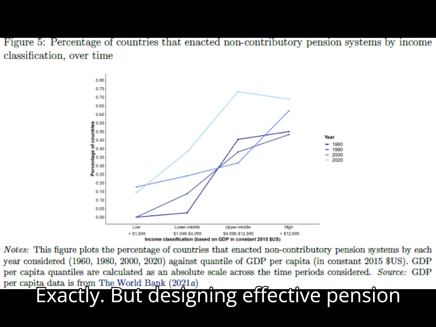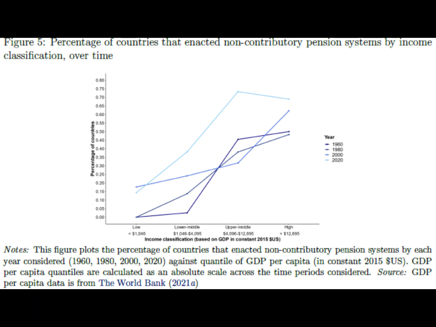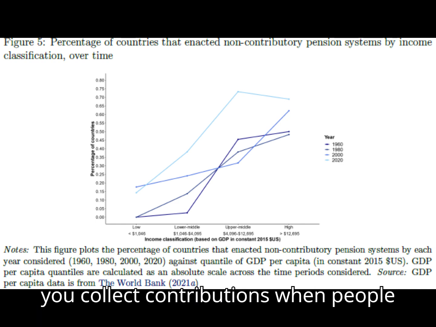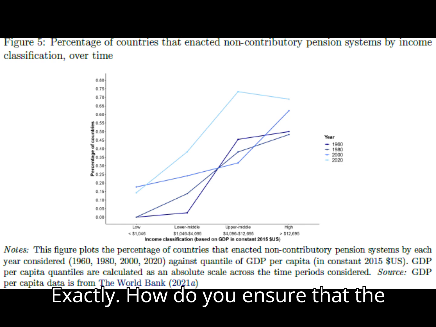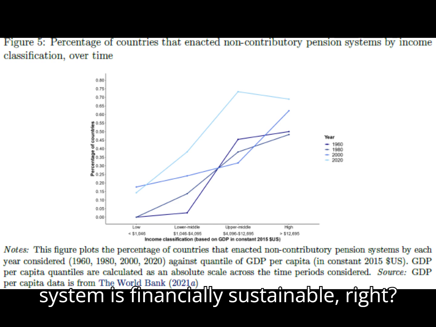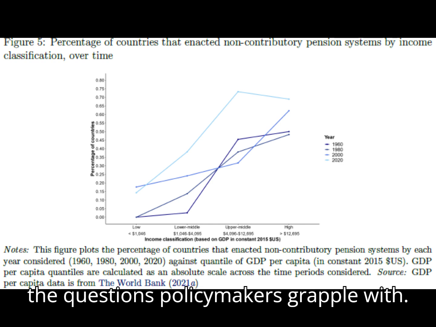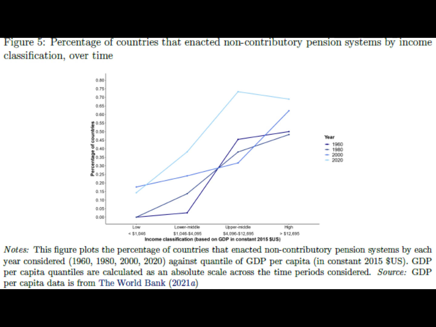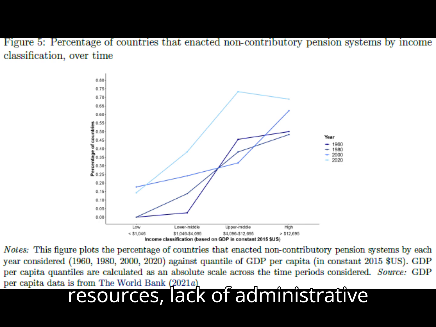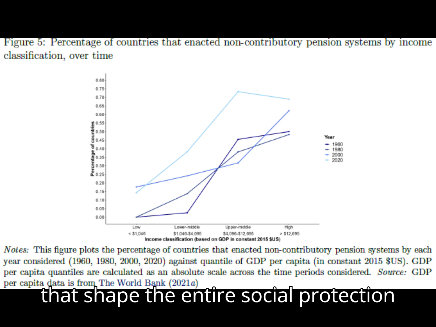Exactly. But designing effective pension systems can be incredibly challenging, especially in developing countries with large informal sectors. How do you collect contributions when people aren't receiving regular paychecks? Exactly. How do you ensure that the system is financially sustainable when the population is aging rapidly? It's a big question. These are just a few of the questions policymakers grapple with. It seems like the same themes keep coming up. Informality, limited resources, lack of administrative capacity. These are recurring challenges that shape the entire social protection landscape in developing countries.